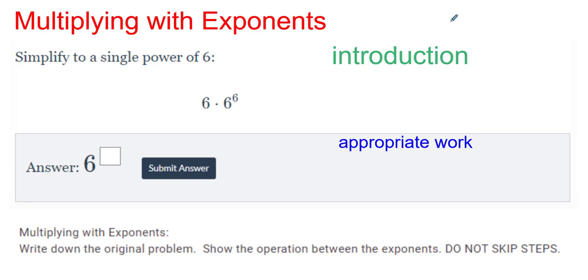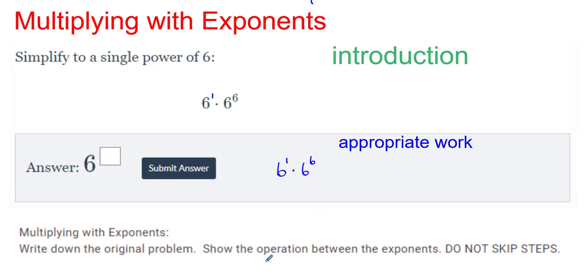Before we get into power to a power with exponents, we're just going to review multiplying. Simplify to a single power of 6. I'm going to give this 6 an exponent of 1 because it's missing the power. And then appropriate work would start with writing down the original problem. So I'm going to write 6 to the power of 1 multiplied by 6 to the power of 6.